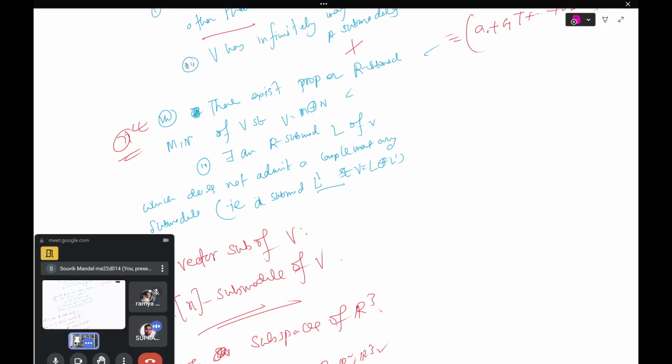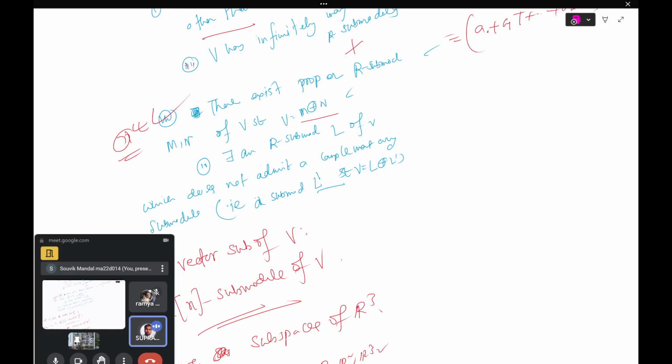Direct sum means just the intersection is 0 and M plus N is V. That's all that direct sum means. Yes, R2 and R1, R2 direct sum R1. Correct. So option 3 is correct.